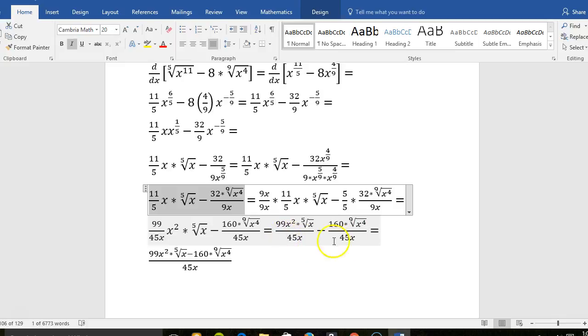Lo and behold, we have the same denominator, so we can now just bring the numerator together. So we have the 99x squared fifth root of x term, and then minus the 160 times the ninth root of x to the fourth term right here. And we bring it all together under the single common denominator because we brought the fraction together. Here it was a fragmented fraction. Here we brought it together. That was some ugly algebra, but guys, you need to be able to do it.